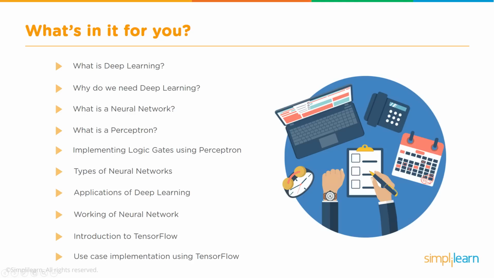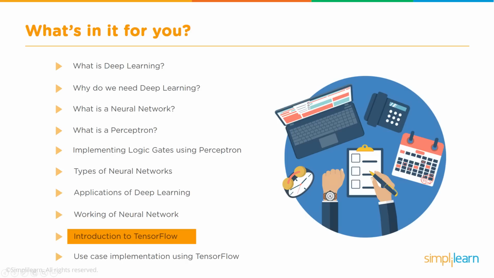So what are we going to do in this tutorial? We will see what is deep learning and what do we need for deep learning, and one of the main components of deep learning is neural networks. So we will see what is a neural network, what is a perceptron, and how to implement logic gates like AND, OR, NOR, and so on using perceptrons, the different types of neural networks, and then applications of deep learning. And we will also see how neural networks work. So how do we do the training of neural networks? And at the end, we will end up with a small demo code which will take you through in TensorFlow.